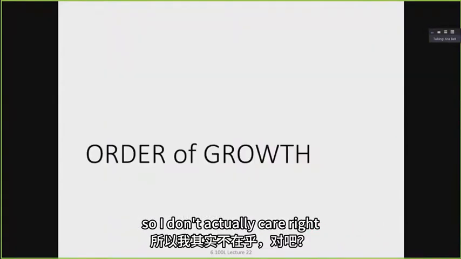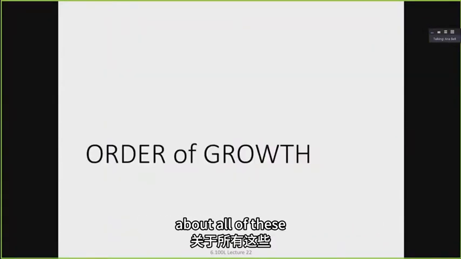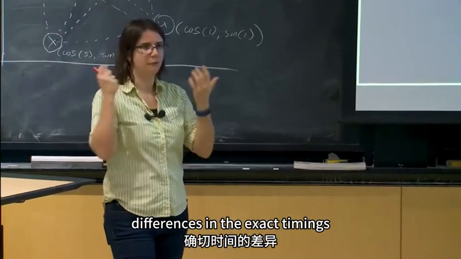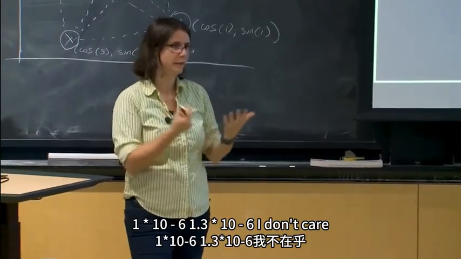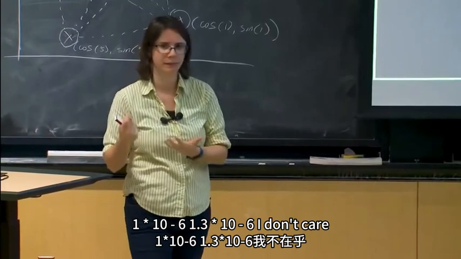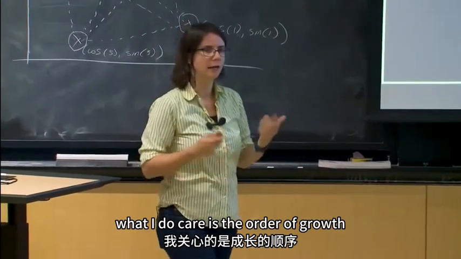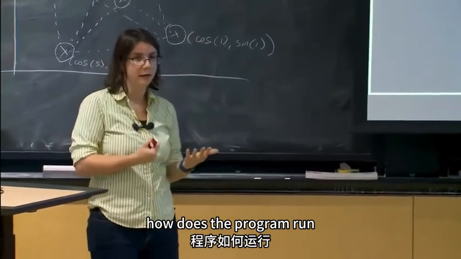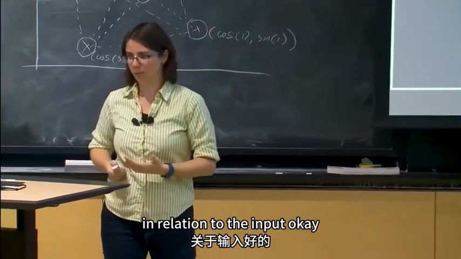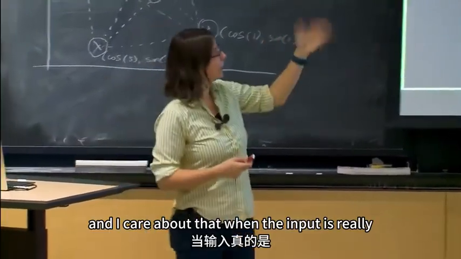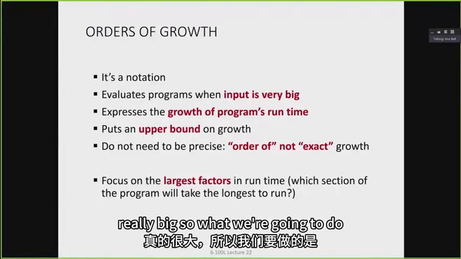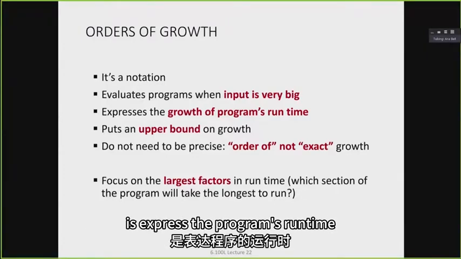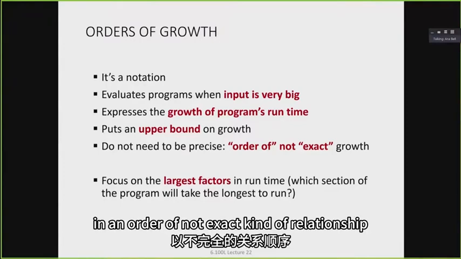So I don't actually care about all of these differences in the exact timings. 1 times 10 to the negative 6, 1.3 times 10 to the negative 6, I don't care. What I do care about is the order of growth. How does the program run in relation to the input? And I care about that when the input is really, really big. So what we're going to do is express the program's runtime in an order of growth, not an exact relationship.